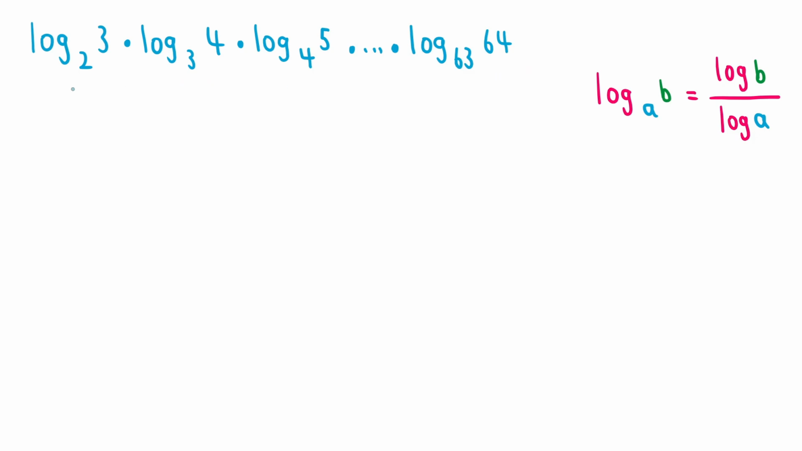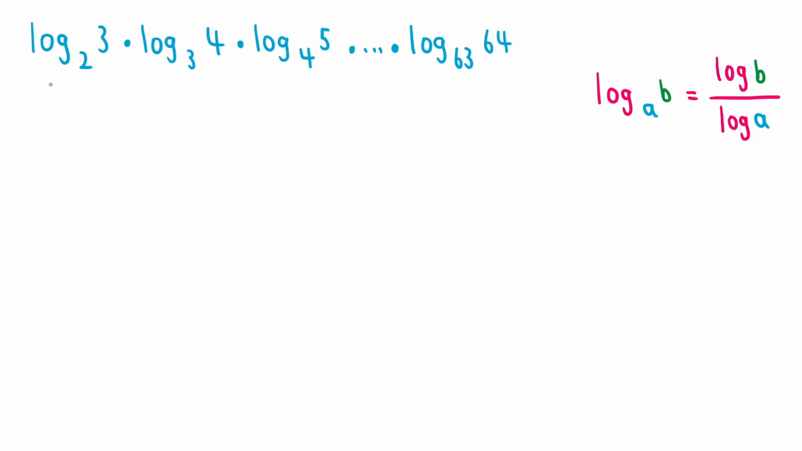So let's say we have the expression log base 2 of 3 times log base 3 of 4 times log base 4 of 5, and so on, until times log base 63 of 64. The argument, or the top part of the logarithm, in each term matches the base of the next logarithm. Well, except for the final term, which doesn't have a next term.